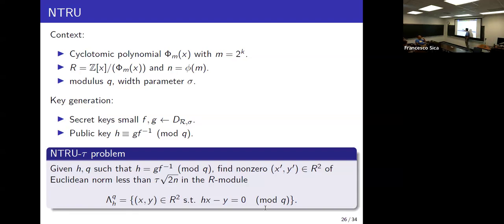For example, I generate two small polynomials from the ring. Essentially, they just mean that each of the coefficients is small. It could be ternary or binary polynomials. And the public key is h equals g divided by f, or g times f inverse modulo q. This f inverse is computed modulo q. I'm assuming that it's invertible, because we don't have a field there. So the NTRU problem is essentially, given h, to recover g and f, which are small.